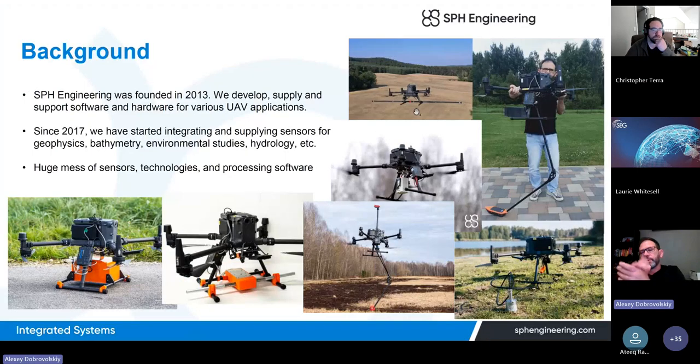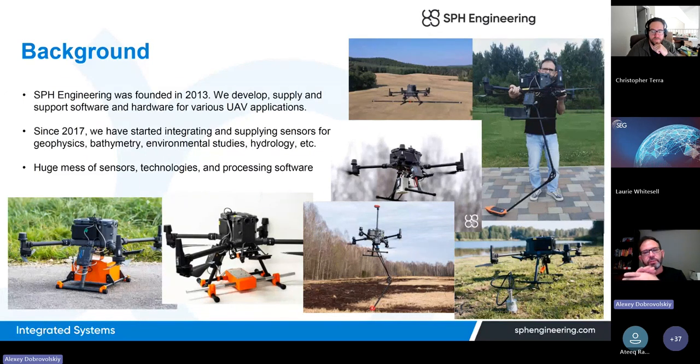So, a little bit of background behind the Geohammer software, because a few years ago it was not planned to introduce it. My company, SPH Engineering, started in 2013 with a single product. It still exists. It is still our flagship product. The name is UGCS, Universal Ground Control Software.